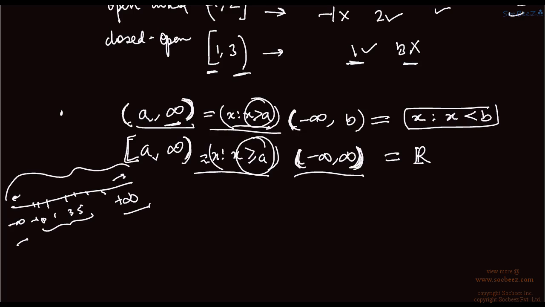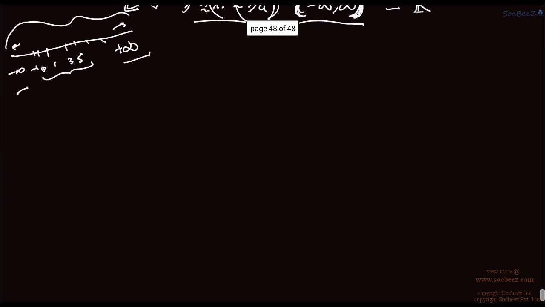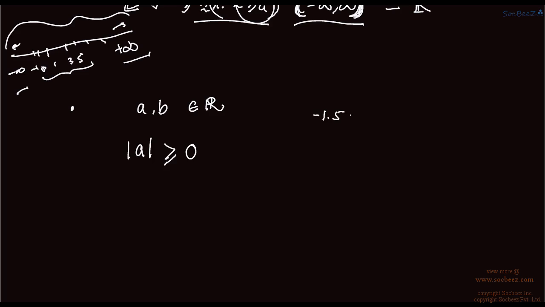Now we'll see some properties of modulus, which are also important from the perspective of JEE. Let's say a and b are two real numbers. Mod a is always greater than or equal to 0. If you take a = -1.5, then mod a = |-1.5| = 1.5, which is greater than 0. So it takes a negative value and makes it positive. That's the function of modulus.